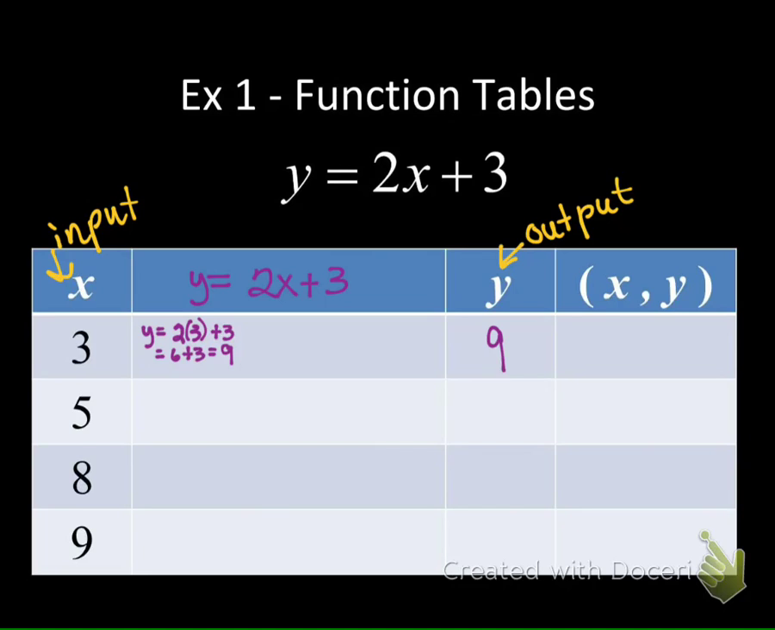So this last column, we're going to write the x and the y, the input and the output, as an ordered pair. So what's my x value? David, what was my x value? 3. And what's my y value? 9. And then because it's an ordered pair, I'm going to make sure I have parentheses around my numbers and a comma separating them. That's it. So you're basically just substituting, solving, writing as an output and an ordered pair.